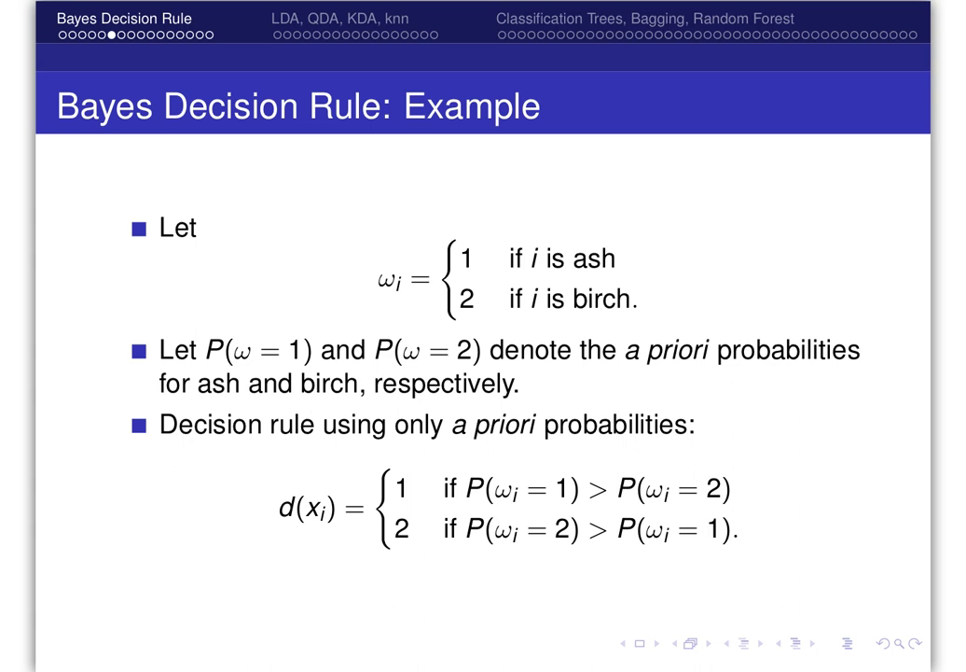Let's look at a binary class problem illustrating Bayes' decision rule. Suppose lumber coming out of a lumber mill is either ash or birch.